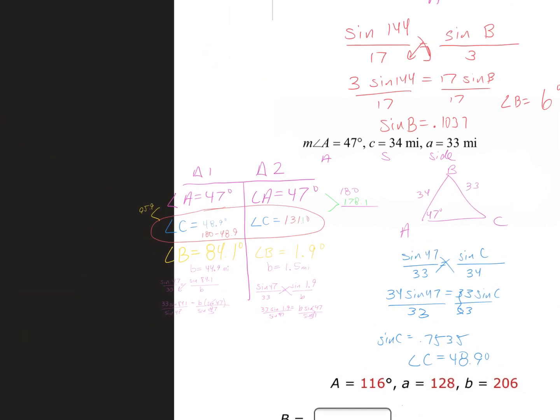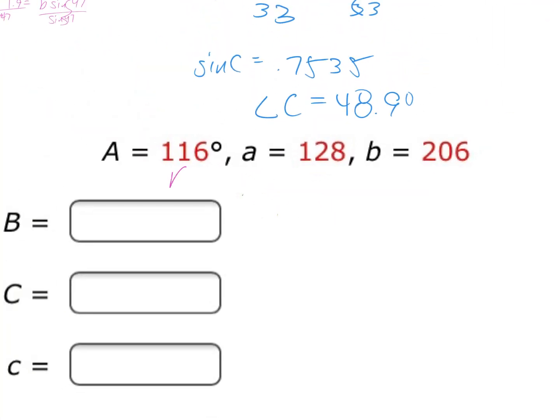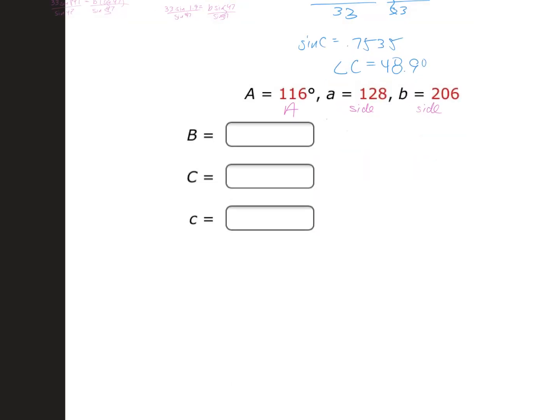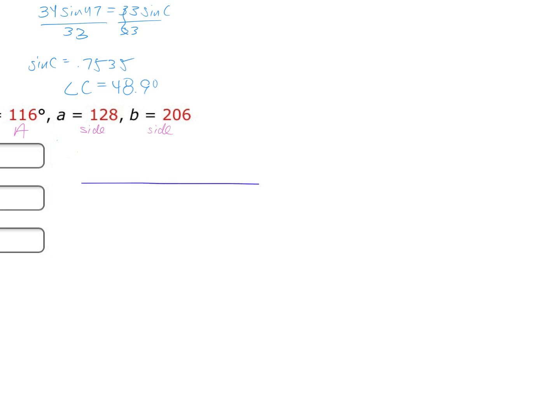All right, let's do the last one. All right, survey the information. I have an angle, a side, and a side. So that means what's possible? No triangle, just one triangle, or two triangles, right? All right, so get your problem set up. I could possibly have two triangles. So let's say, all right, possible two triangles. So triangle 1, triangle 2.